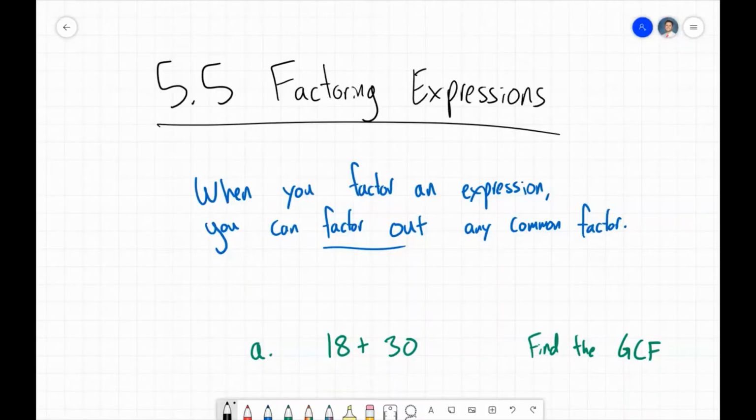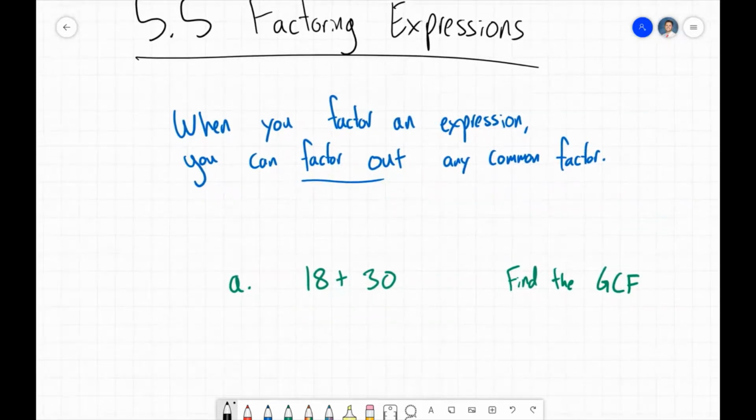So in this video we are looking at factoring expressions, so basically looking for common factors in the terms of our expressions and being able to factor those out. So for example, if we were looking at 18 plus 30, we could identify our greatest common factor of 18 and 30. Remember, there are a couple ways to identify the greatest common factor.